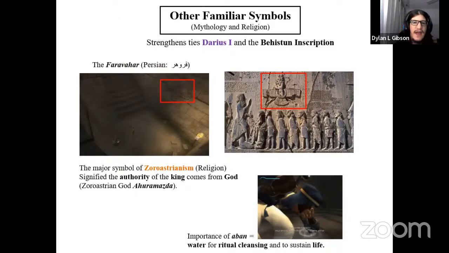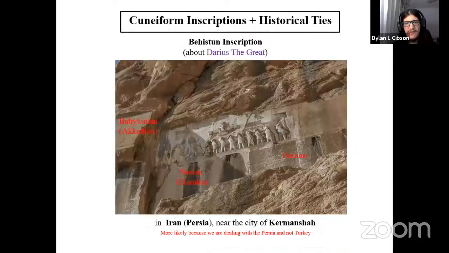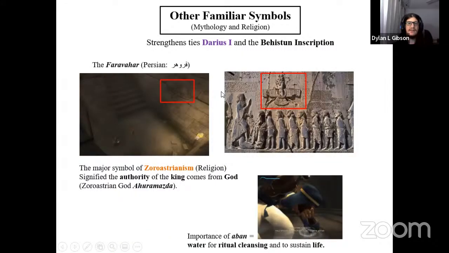If you look at the in-game screenshot on the left-hand side, sorry, it's a little bit small, we can see there's that wall relief over there. And we can see the exact same wall relief on the inscriptions about Darius. If I go back a slide, you can see it's there in the center. That is the Faravahar symbol, a major symbol of Zoroastrianism, the religion, which signifies the authority of the king. His authority comes from God. So that's a very important symbol, and again, we can draw a link to Darius over there.